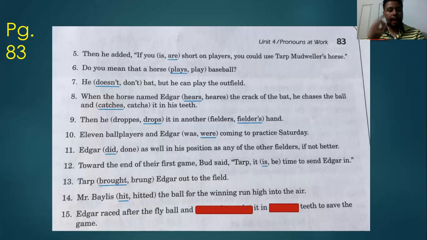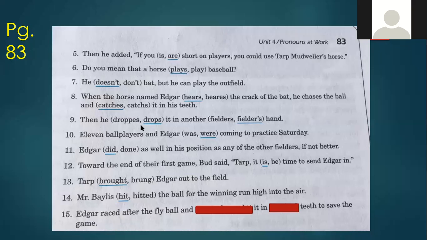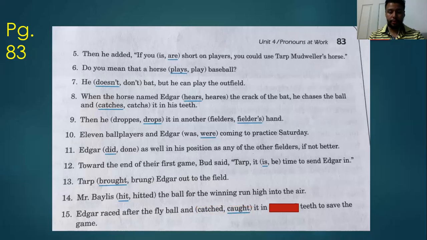Okay. And the last one, Edgar raised what? Catcher. Catch? All right. Let's see. Are you sure? Yeah. Catched or caught? It's irregular. This verb is irregular. Be careful. Yes, it's caught. In this case, it's like this. Caught is the pronunciation. Catch, catching, caught, caught it in what?